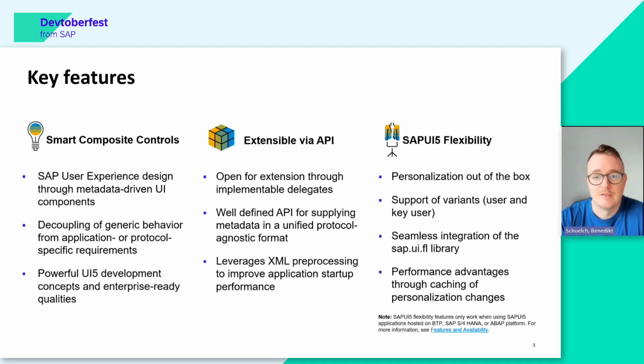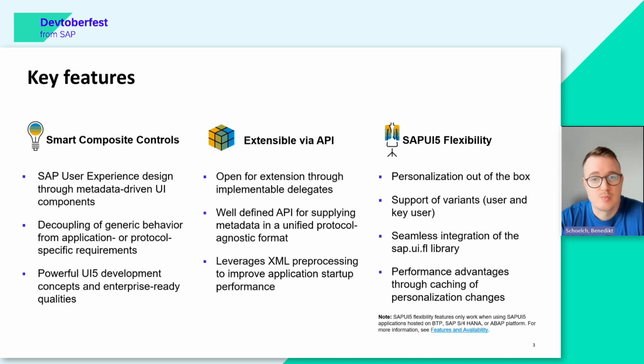It's extensible via API. That means we have provided so-called delegate APIs for you to extend the controls and implement the behaviors you would like them to have. So they support a well-defined API for supplying metadata in a unified and protocol agnostic format. This is the way you provide metadata to the MDC control. And they can leverage XML preprocessing to improve the application startup performance. It doesn't mean they have to, but you can make use of it if you want.